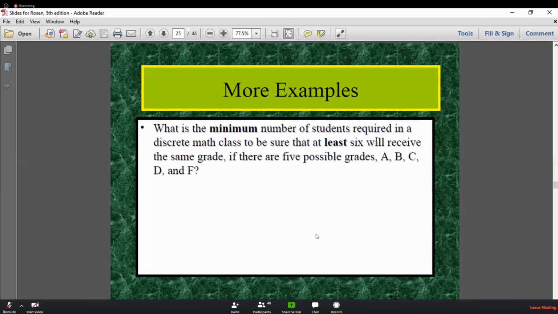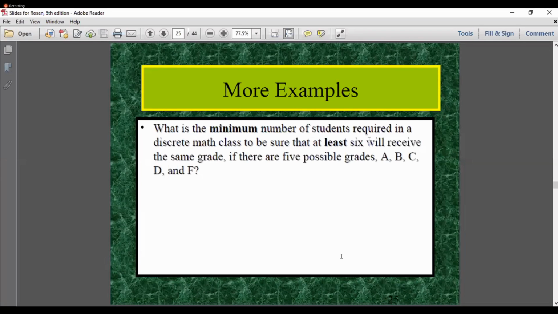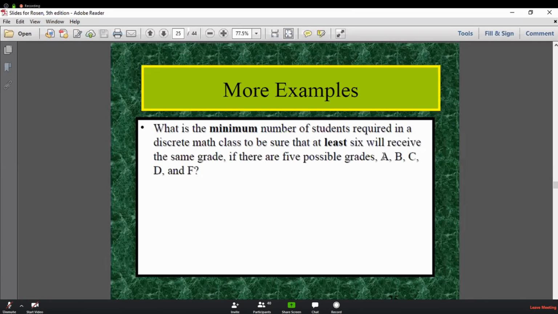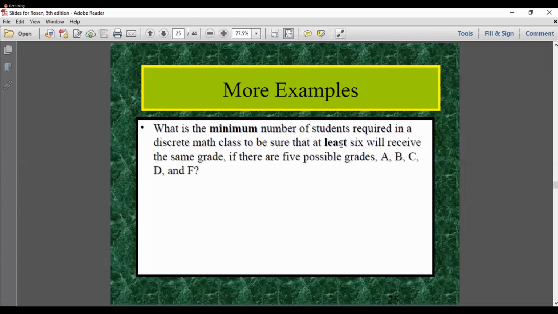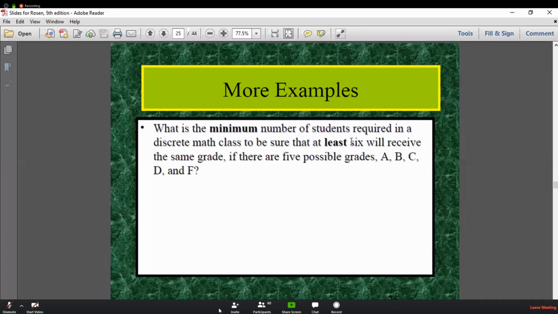If it happens, look, 25 where 5 have got the same grade, plus 1. The pigeonhole principle means k plus 1 objects. So that one goes where? Definitely within a certain hole where some pigeons already exist. It will identify a grade which someone has already got. So 25 plus 1, that is a total of 26 students, then we can ensure that at least 6 will receive the same grade.